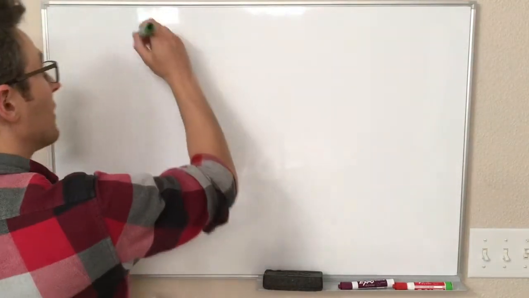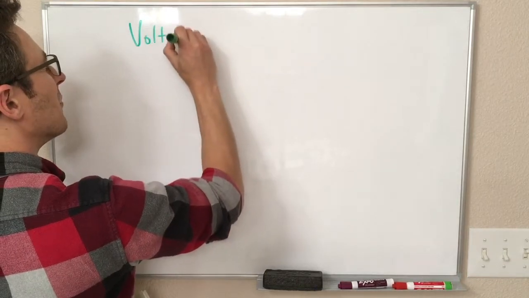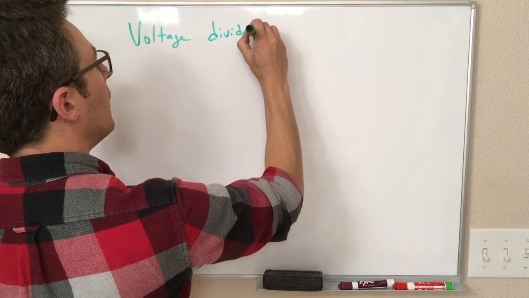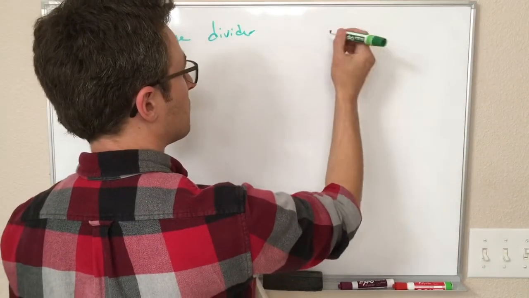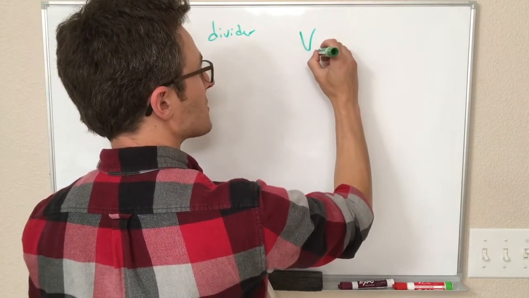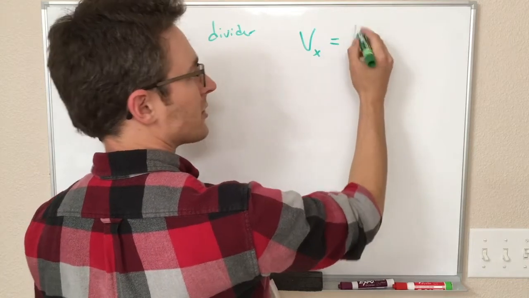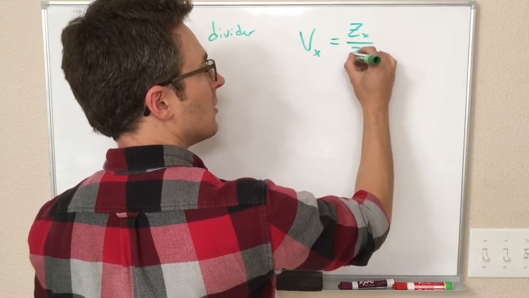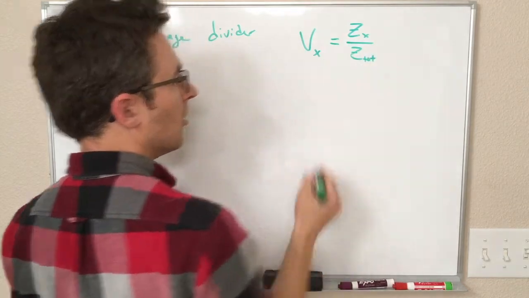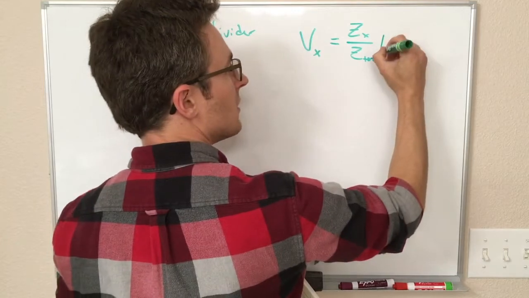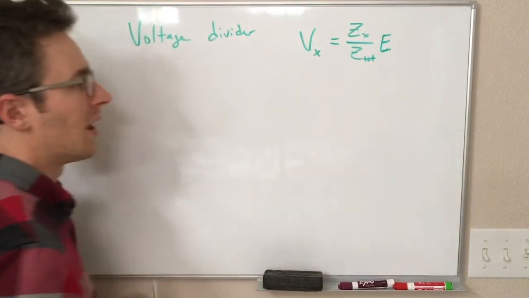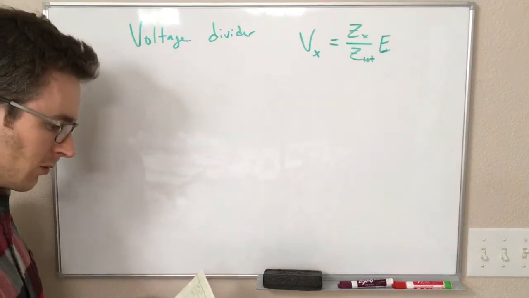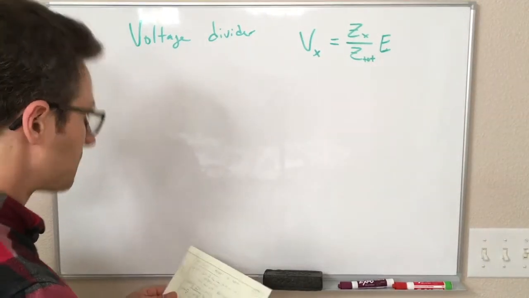First is the voltage divider, and we will get back to this later, or maybe in the next lecture video. Our voltage divider equation looks pretty much the same, but for the voltage across component X, instead of the ratio of the resistances, it is the impedance of component X over the impedance of all of the things together in series, times the applied voltage E, whatever that is. So this is super useful. We will see it again for sure.